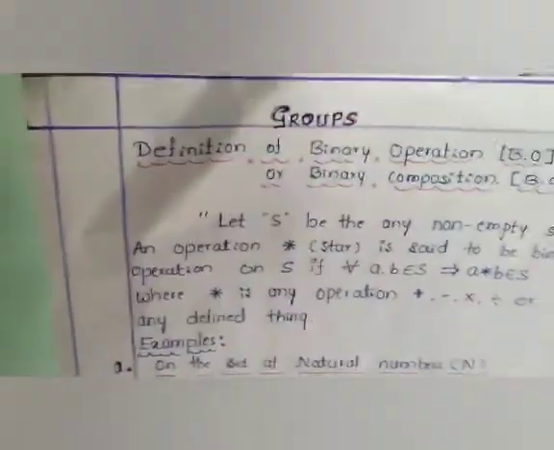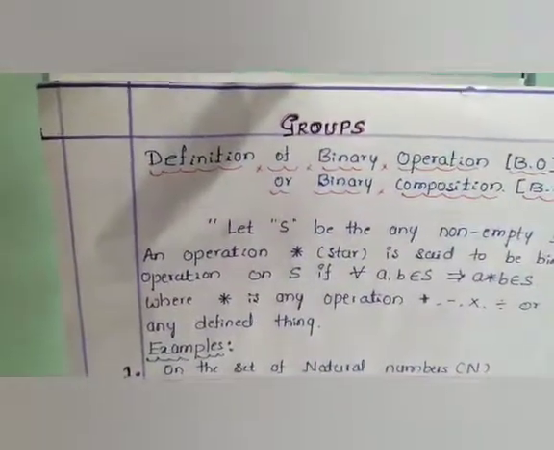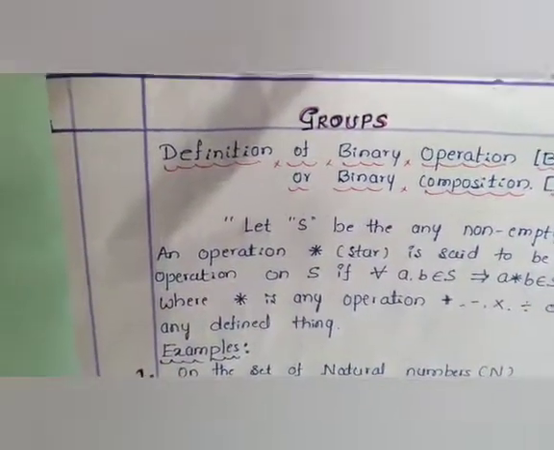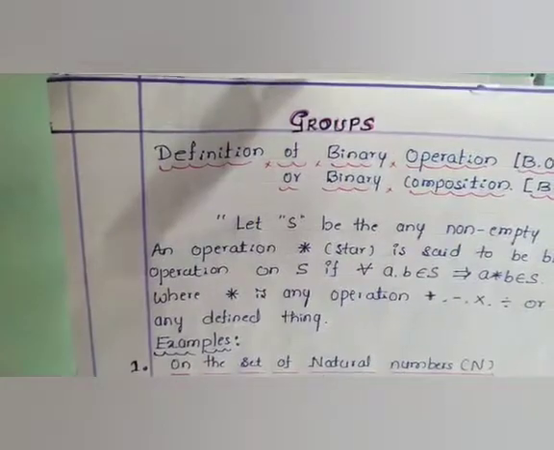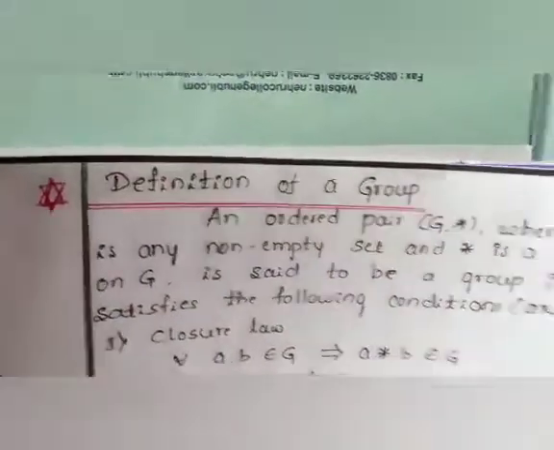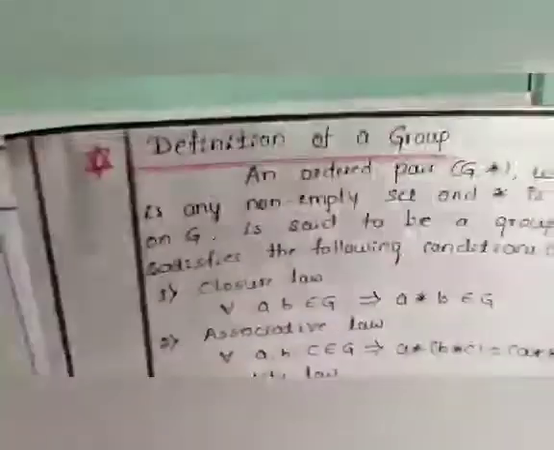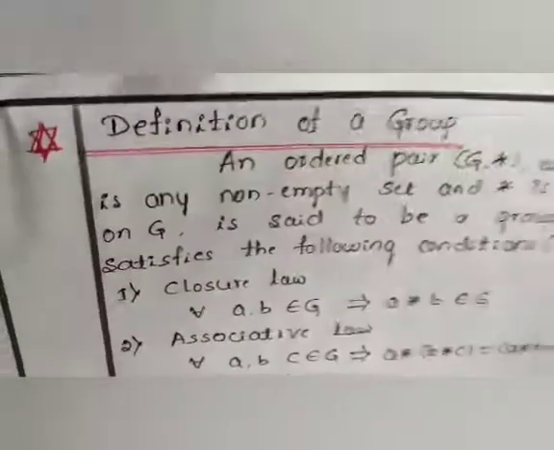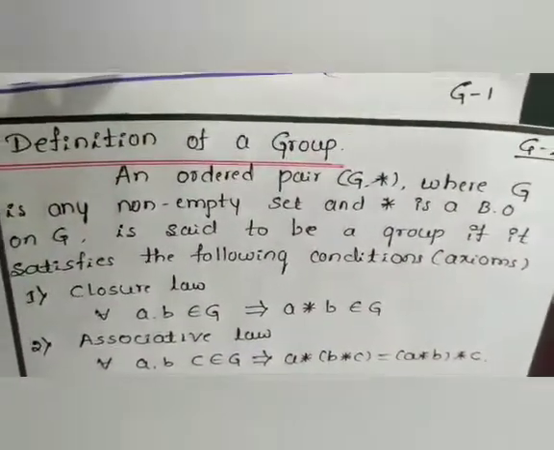Hope, students, you are getting a very clear idea about the binary operation and the binary composition. After the binary operation and binary composition, to go further, now the definition of a group, because the definition of a group needs the meaning of a binary operation and binary composition. Okay, now we come to the definition of a group.